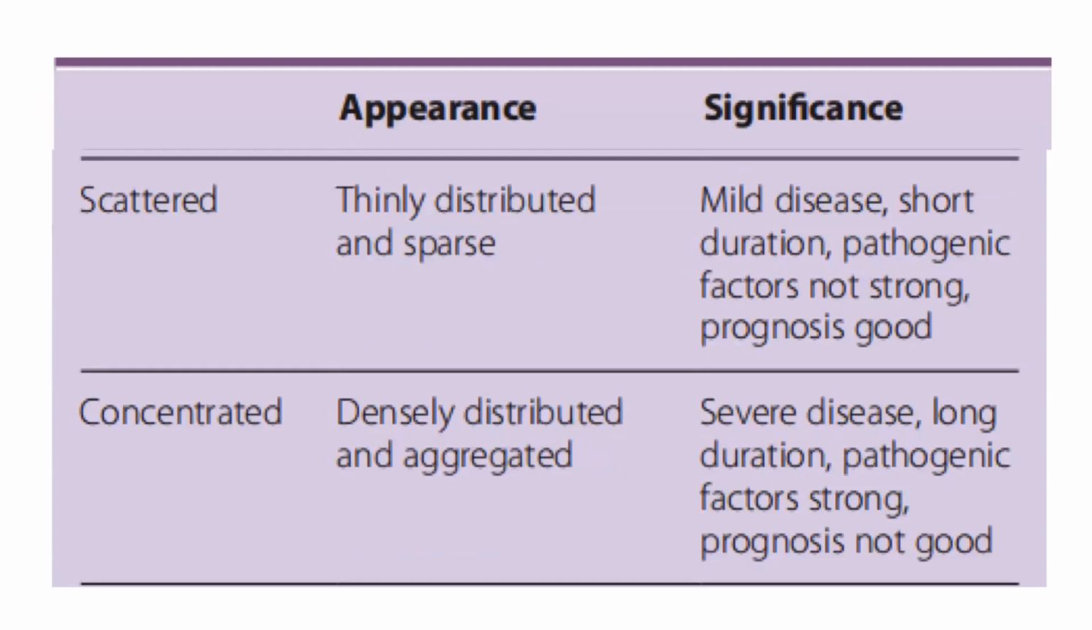Scattered: appears thinly distributed and sparse. It is an indication of a mild disease, has short duration, pathogenic factors are not strong, and prognosis is good. Concentrated: appears densely distributed and aggregated. It is an indication of a severe disease, long duration, pathogenic factors are strong, and the prognosis is not good.